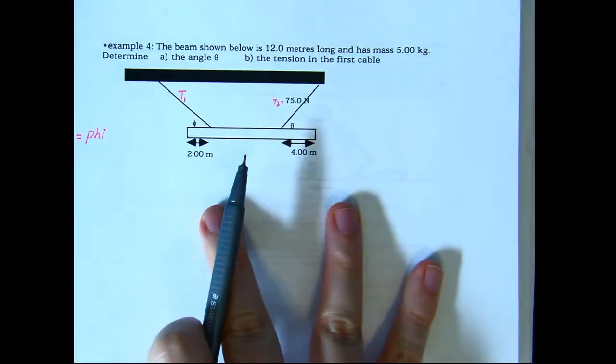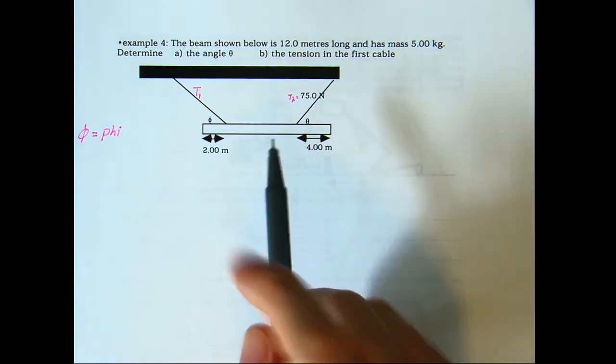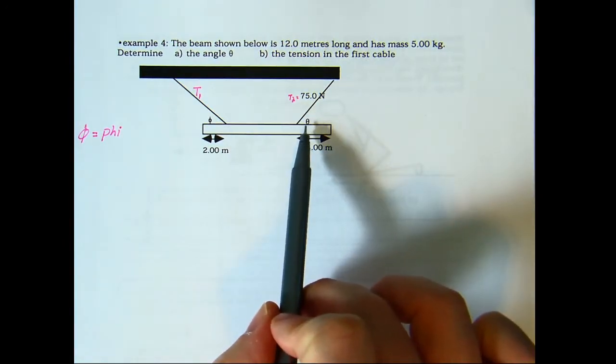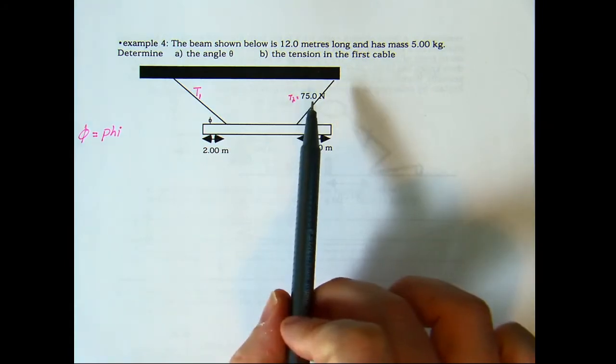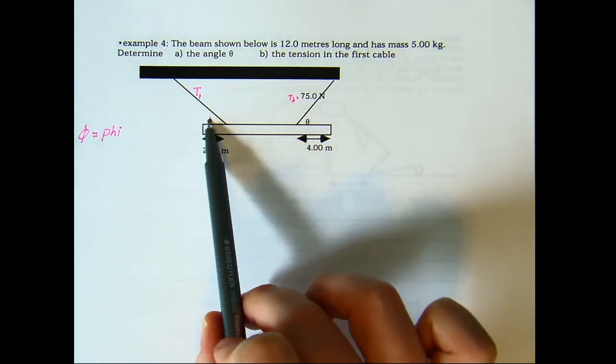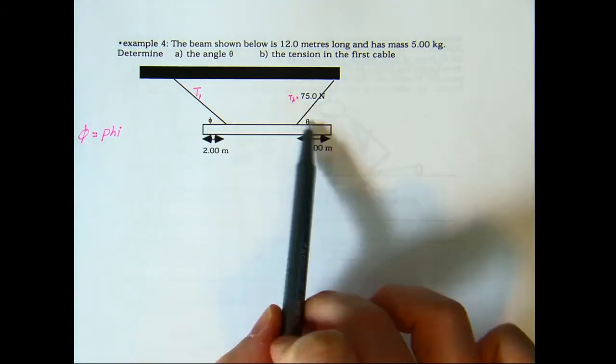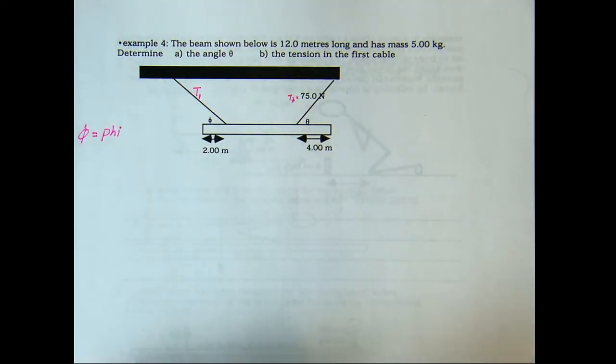Basically, we use these guys like x's and y's. When we have multiple things we don't know, we have to use different letters because we can't assume that they're all the same letter. I couldn't use theta here because that would imply that these two angles are the same, and they're not. So let's draw a free body diagram on this thing.